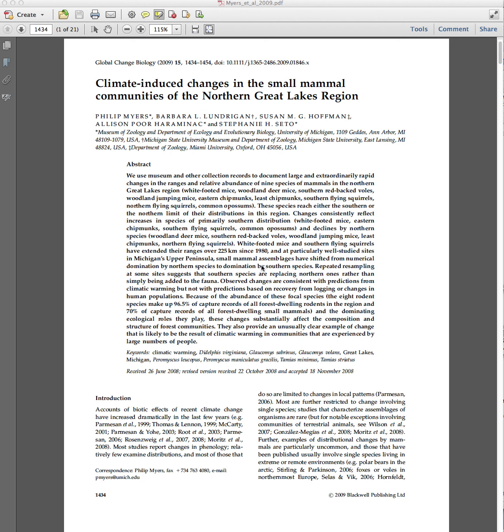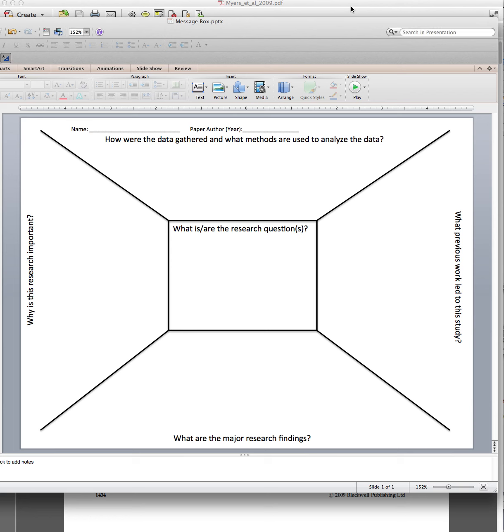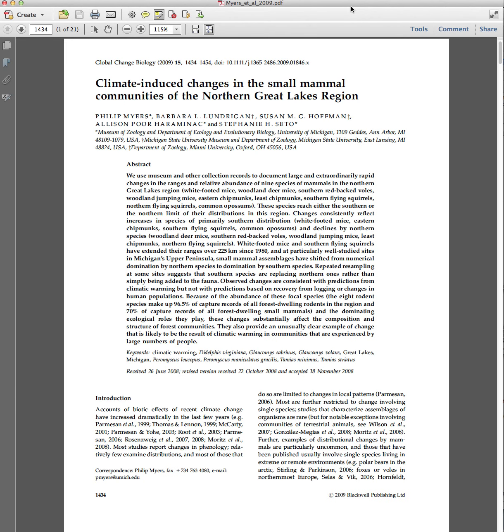November 3rd. You have one article to read for today, and you're going to need to fill out a message box for it. So let's call up what the message box looks like. Here you are, fill out your message box. You should either print this off from Moodle or have picked one up in your individual meeting with me.